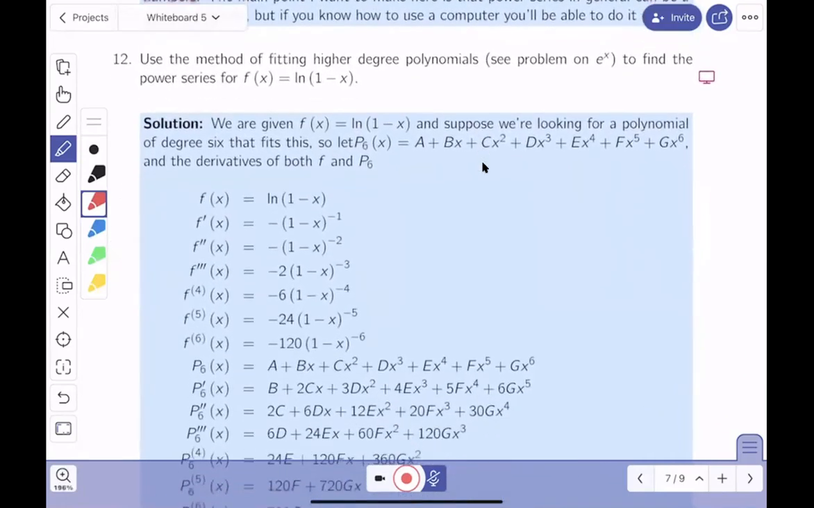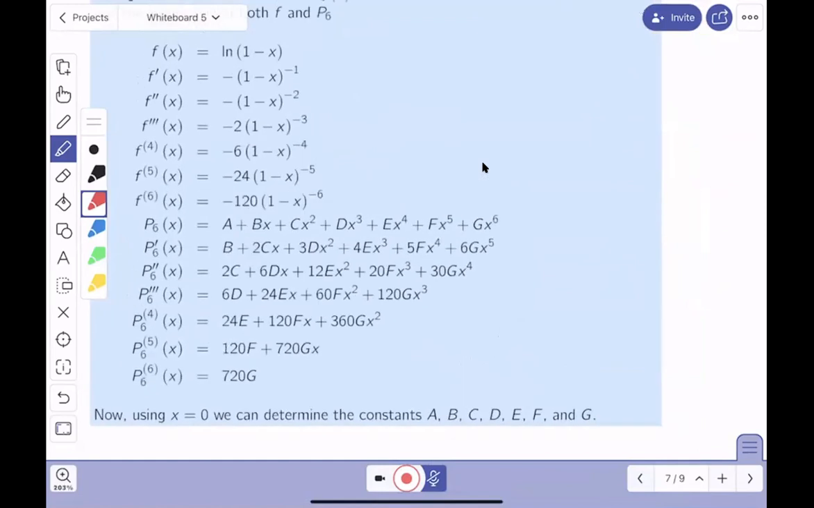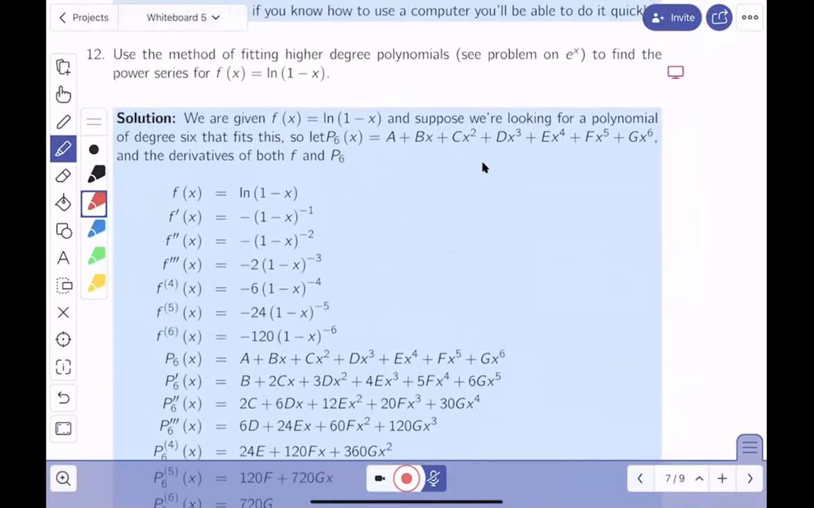So this one over here says use higher fitting polynomials for e to the x. I think we've done that many times before. I don't want to rehash that for you, but you can look at this again if you like, and you can get the power series by using differentiation. That's something we did a while ago when we did those Taylor polynomials. Fairly simple to do. And again, they're doing P6 over here. You can try to do that again if you like. Then they're going to say, could you get a power series for a higher one? Use the method of fitting degree polynomials for e to the x to find the power series for this one over here.